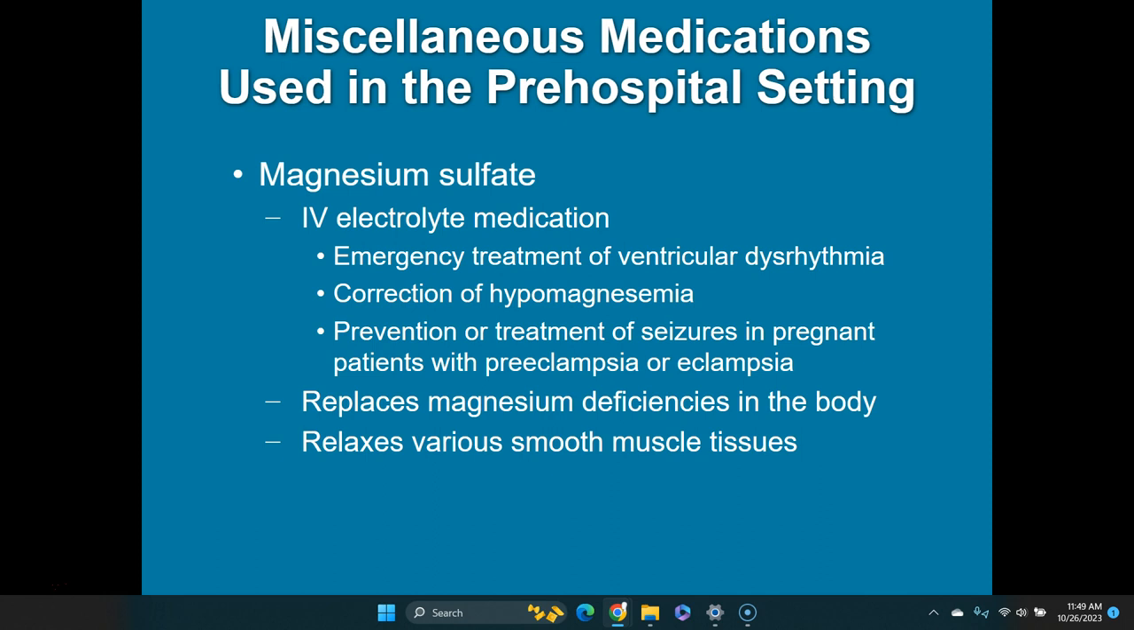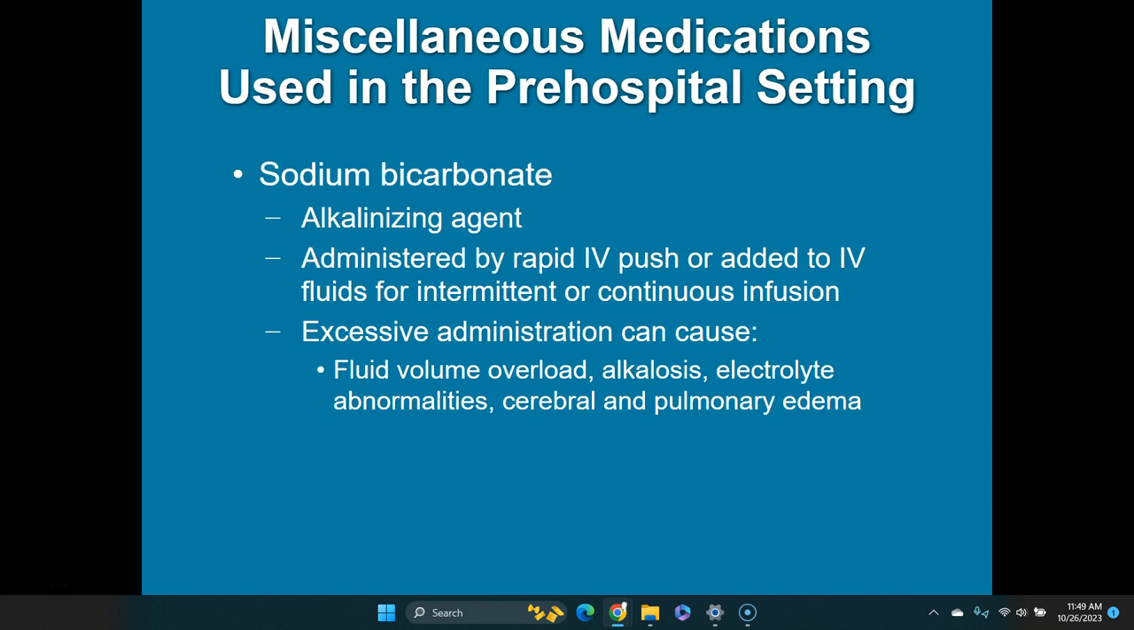You want to watch for respiratory depression, because it is a smooth muscle relaxer. Watch for that respiratory depression. And if you do notice any of that stuff, just shut it off immediately. That way you don't worsen anything. So watch them closely. Sodium bicarb is an alkalinizing agent. Changes that pH, makes them more alkaline.